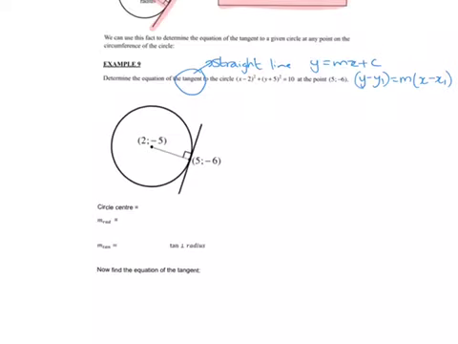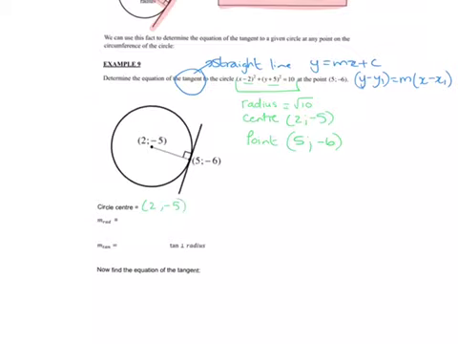Determine the equation of the tangent, so a straight line, to the circle. Here they've given you the circle. So you already know that its radius is going to be the root of 10. Your center is going to be (2; -5) from those points. And they give you a separate point of (5; -6). The diagram shows you all of this, but you wouldn't necessarily get a diagram in an exam. So the circle center is (2; -5).